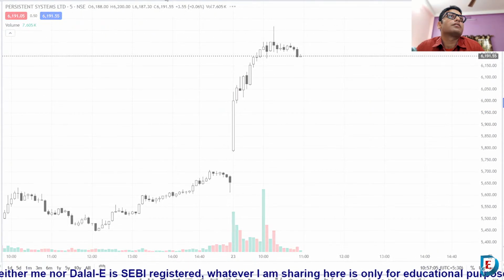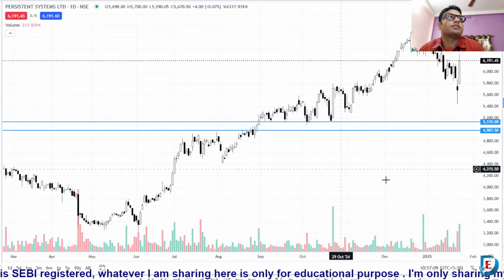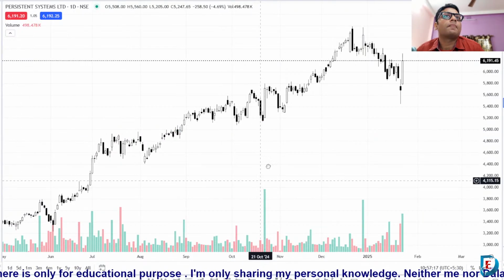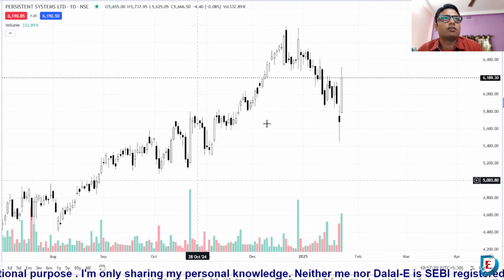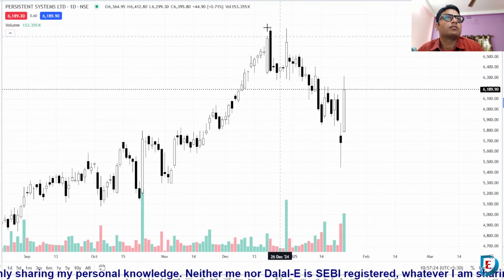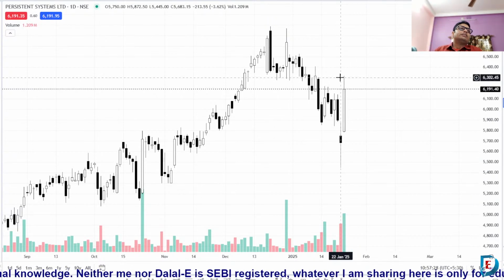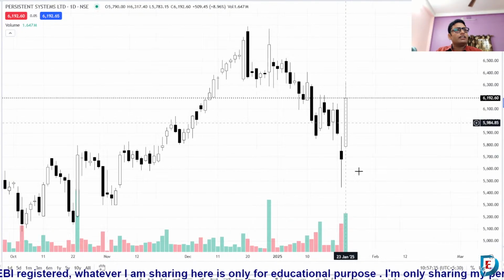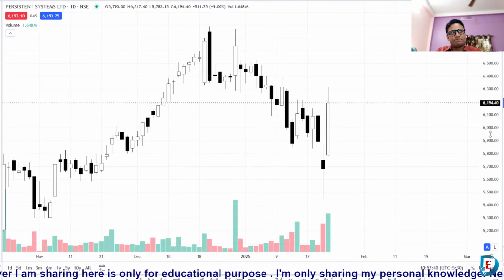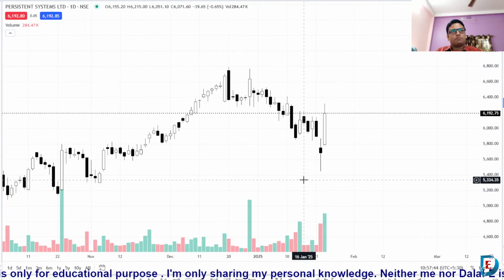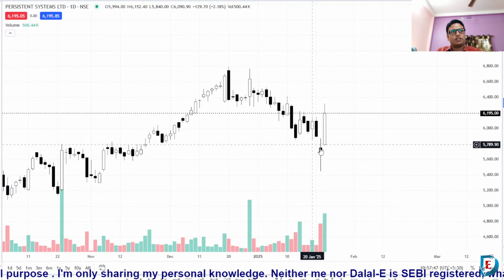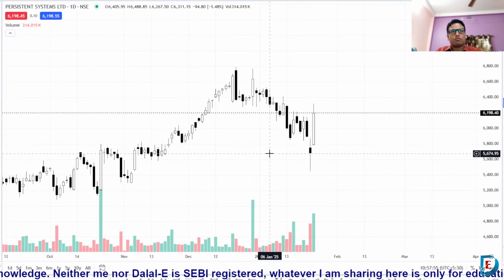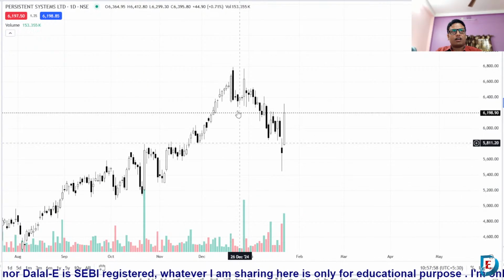Now let's move to another stock which is Persistent. This is one of my favorite stocks of all time. Price corrected up to this level, showing some pullback, but we cannot trust this pullback right now. It's looking like a morning star pattern. It may not be a traditional one, but it's surely a morning star pattern, because morning star usually happens in the downtrend, but the trend is not. I can take it as a downtrend.